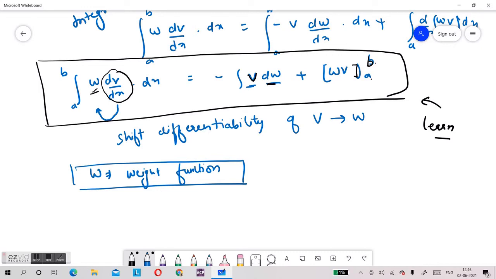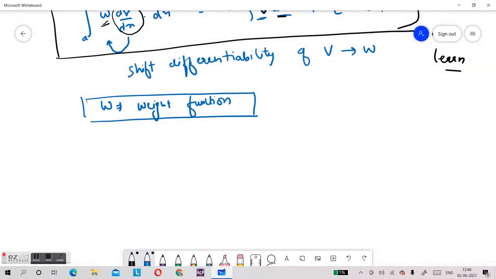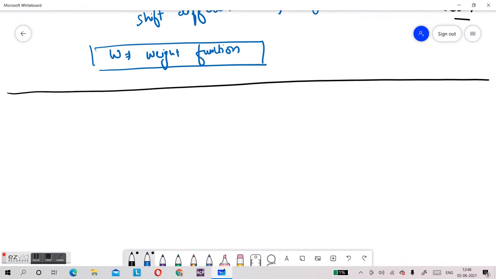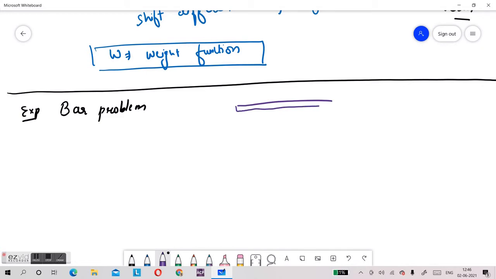First we have to solve it, and we will see some terminology. For that, we will just take a bar problem. Okay, we have taken a bar problem.